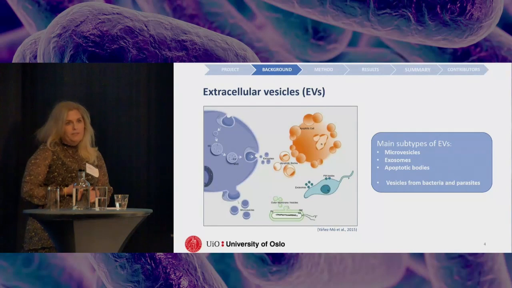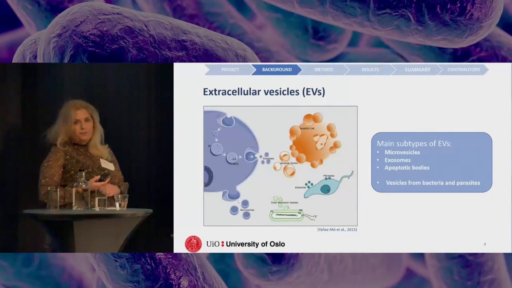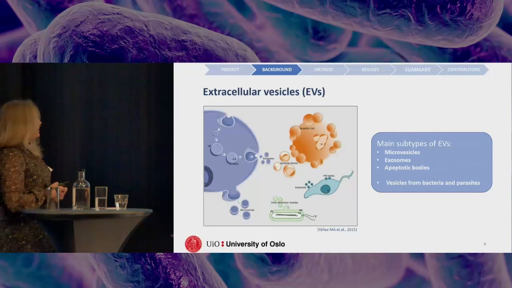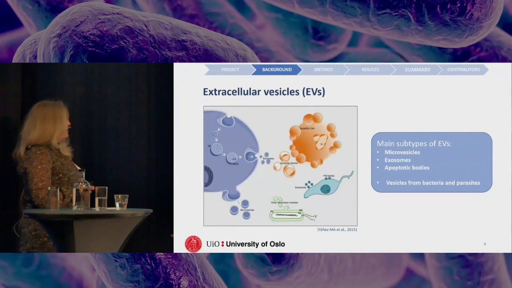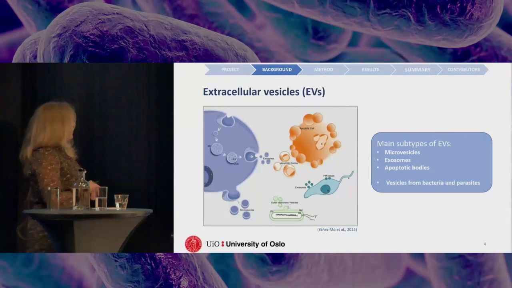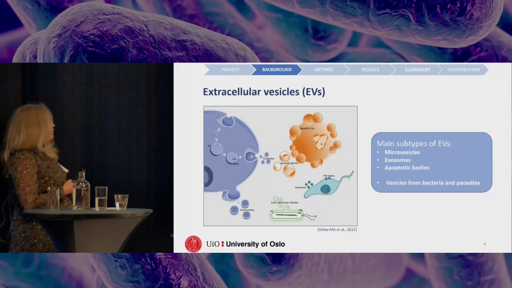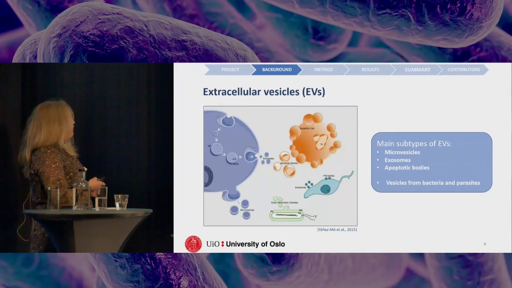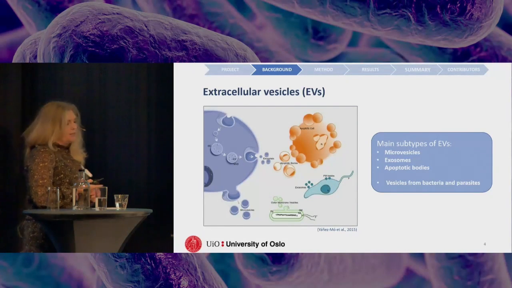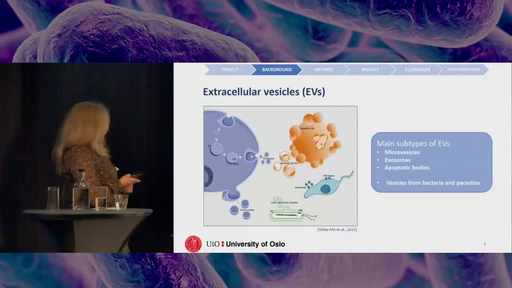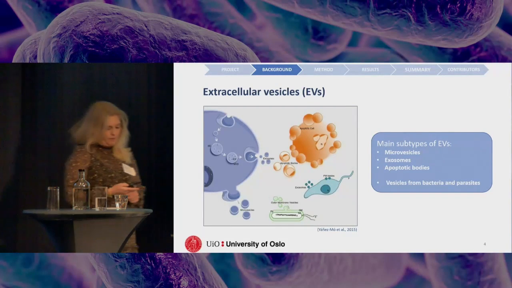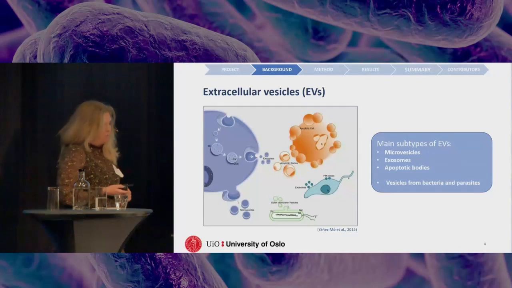So all bacteria and cells release extracellular vesicles, and here's an overview of the main types of extracellular vesicles. Here you can see microvesicles budding from the plasma membrane. We have exosomes, which are believed to be of endocytic origin. We have apoptotic bodies from cells undergoing apoptosis. We have extracellular vesicles from parasites, and the bacterial extracellular vesicles, which is the main focus of my PhD project.